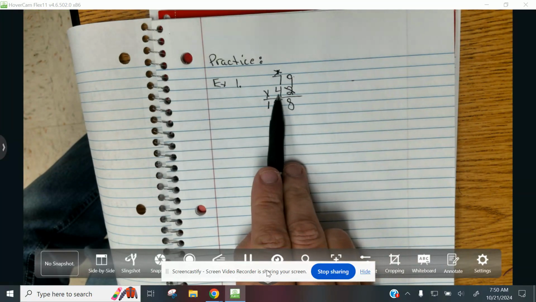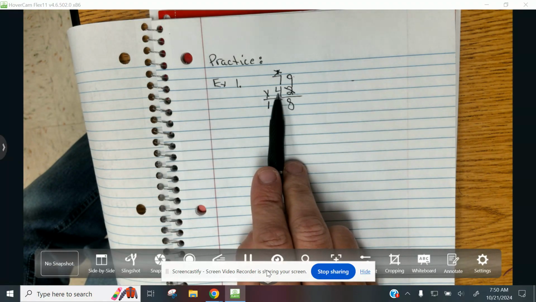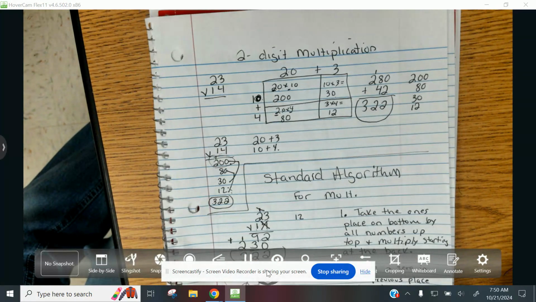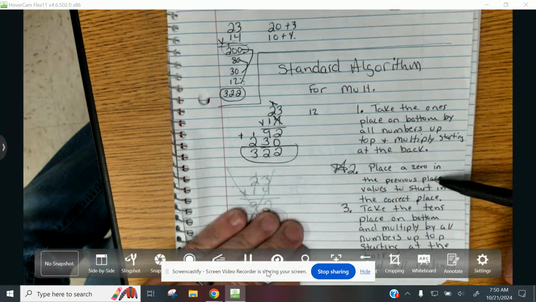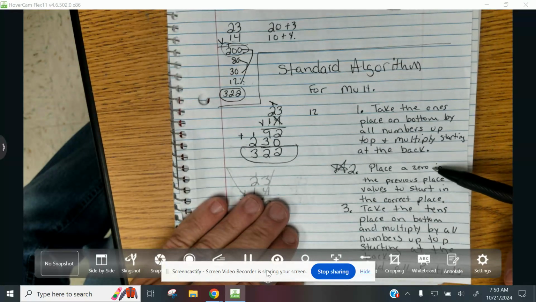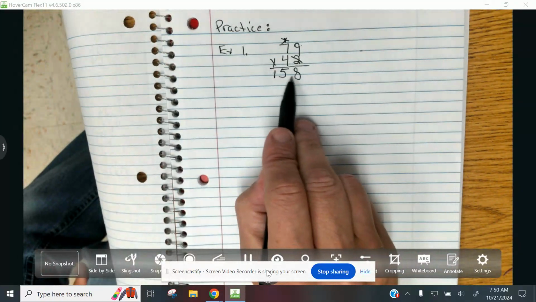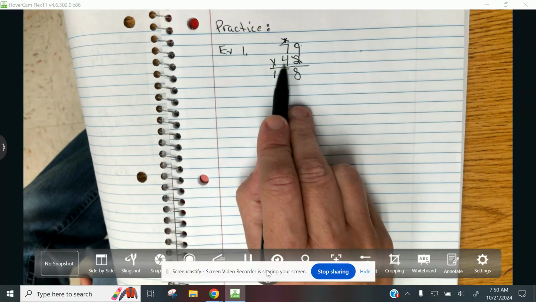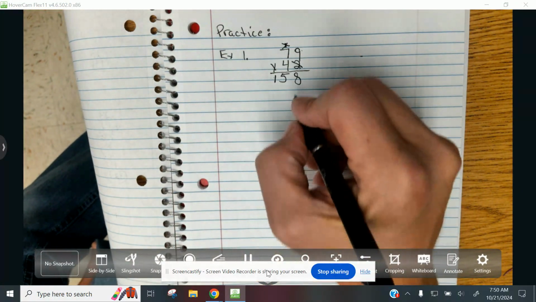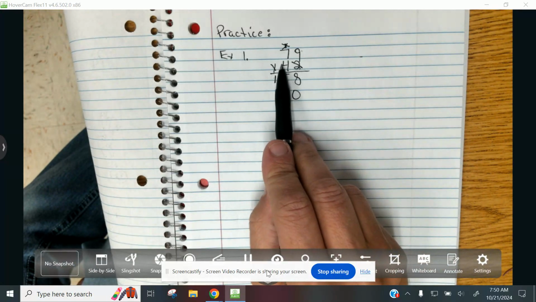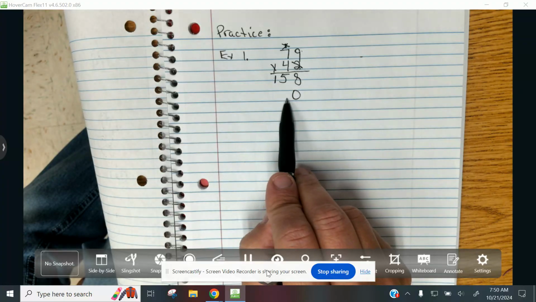Well, now I'm ready to multiply by the 4. And again, if you're in a rush and in a hurry, you're not thinking, you're going to just start multiplying by 4. You have to do what? What was rule 2? Biggest rule. Place a 0 in the previous place values. What's our previous place value? We are in the tens because this 4 is in the 10 spot. So I need to put a 0 right here before I start multiplying. So I can stay in the tens place.